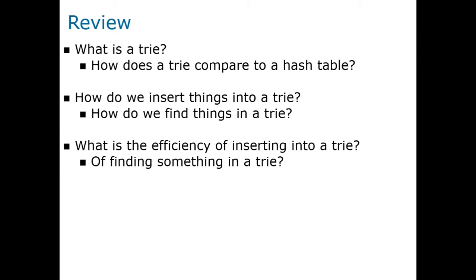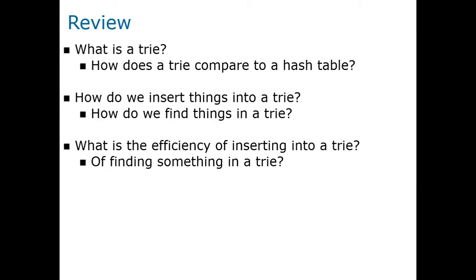What about finding something? What's the best case of finding something in a trie? It's also constant. Everything with a trie is constant. Constant lookup, constant insert, right? That makes it sound a lot better than a hash table. A hash table has a worse worst case scenario than a trie does. Yet I stand by my assertion that I like hash tables better than tries.